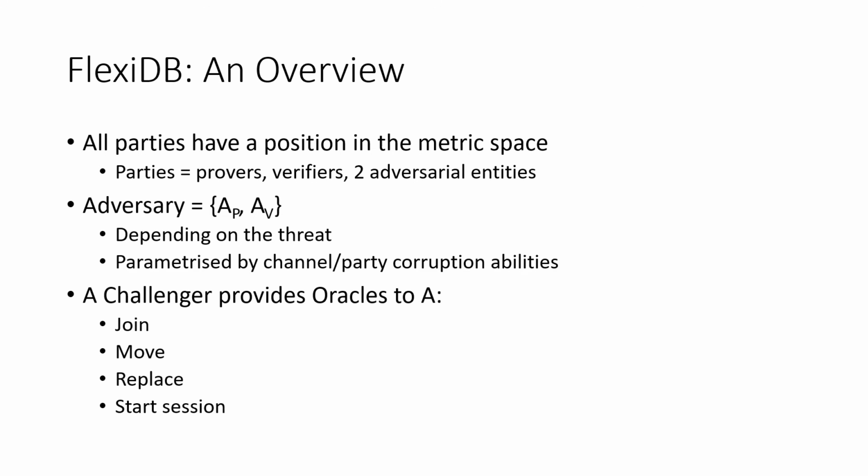In our model, all parties have a position in the metric space as usual, where parties are provers, verifiers, or two adversarial entities known as AP, the adversary that is close to the prover, and AV, the adversary that is close to the verifier. Which of them is present depends on the threat that we are considering, and the adversary is parameterized by channel and party corruption abilities. And this is fine-grained, so an adversary can have very strong channel modification abilities and very weak party corruption abilities. So an adversary is a combination of these two abilities.